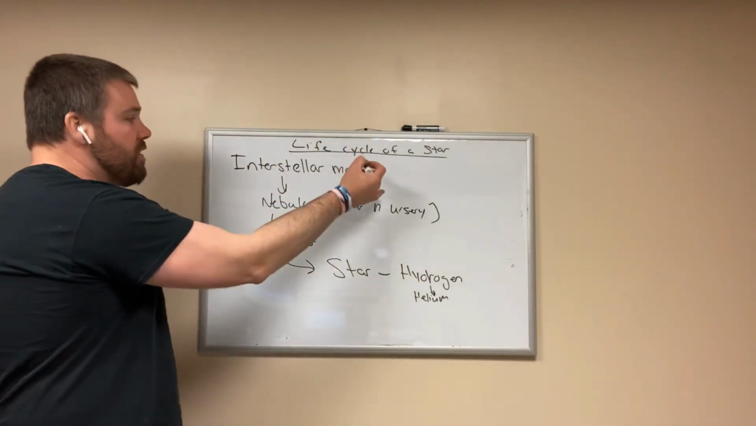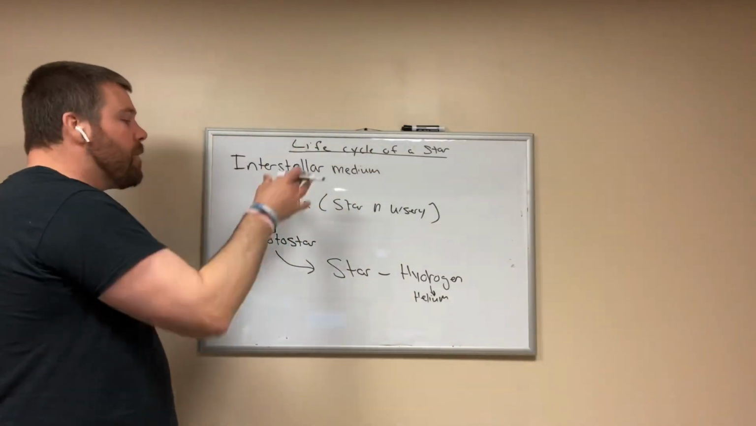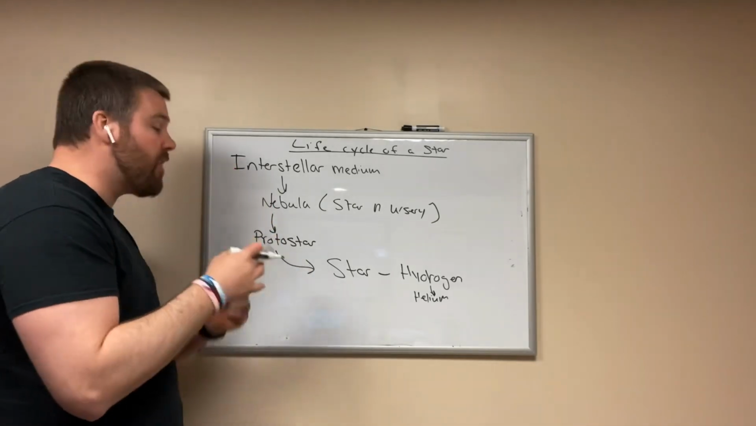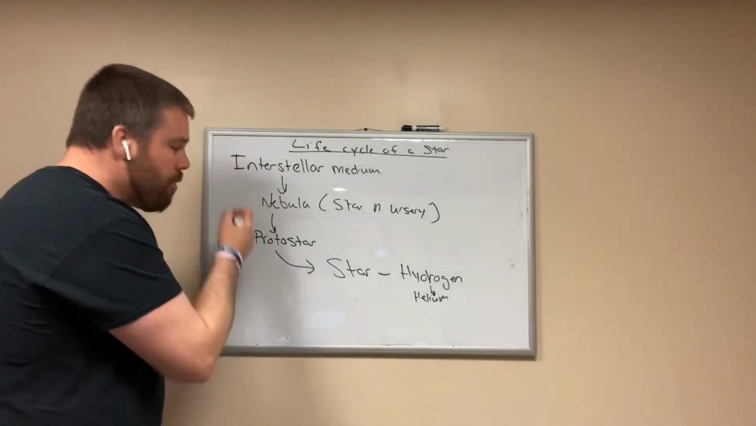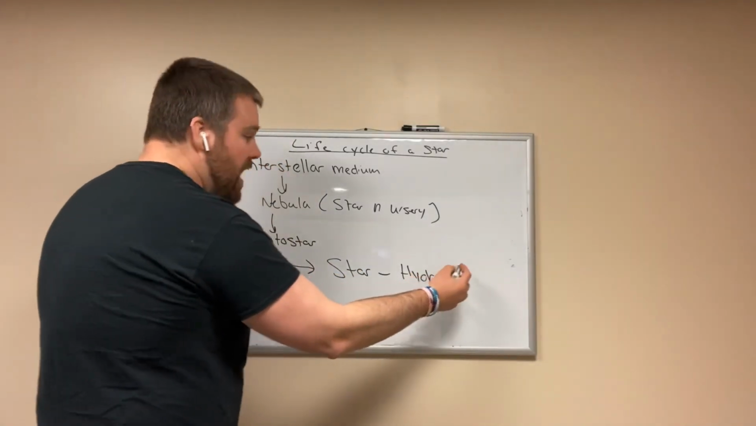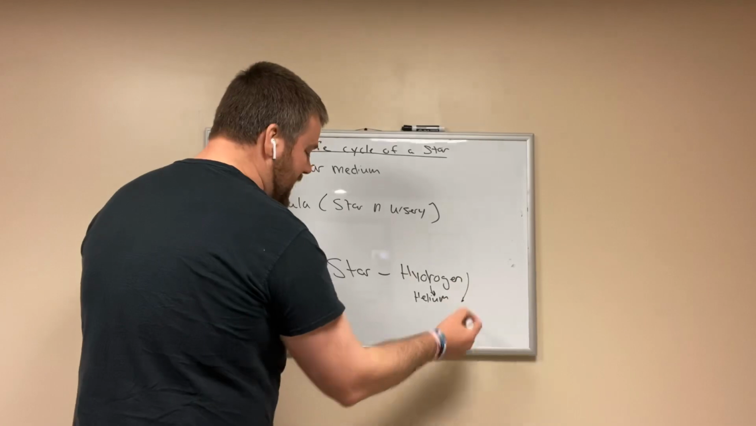So we start with the interstellar medium. That's where it starts being developed. A nebula, that's where it really starts being developed. A protostar is all the stuff put together. And then when all of it's compact, boom, a star is formed. And a star is basically a ball of gas that's turning hydrogen and fusing it into helium, right?